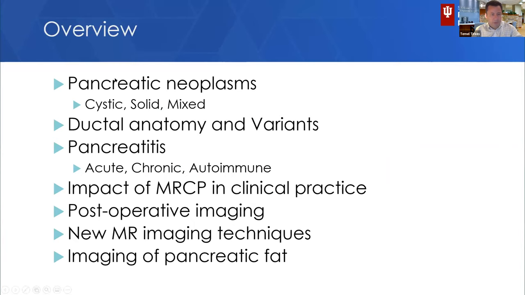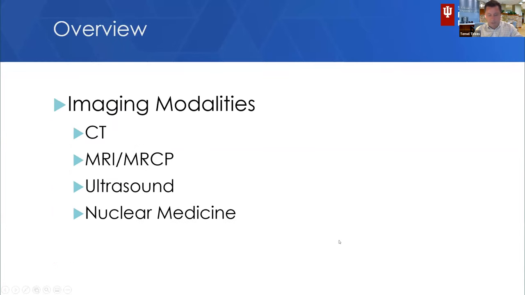So we are going to talk about pancreatic neoplasms. As you know, these can be cystic, solid, or mixed. The cystic neoplasms will be discussed separately by Dr. Majumdar, so I will skip that section. Then we'll talk about pancreatic ductal anatomy and variants, and briefly talk about acute, chronic, and autoimmune pancreatitis. Then I will briefly mention the impact of MRCP in clinical practice. We'll show some images of postoperative findings by MRI. And then we'll give a glimpse of the future, what MR imaging of the pancreas is going through, and new studies emerging about the importance of pancreatic fat.